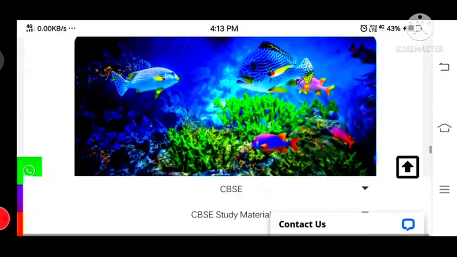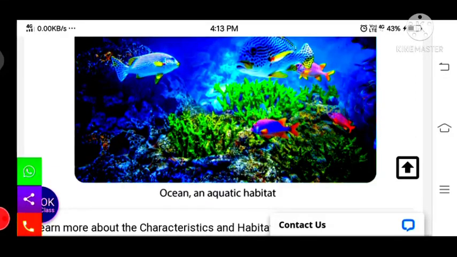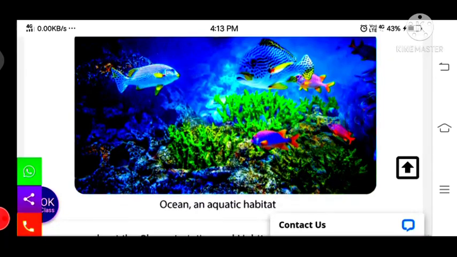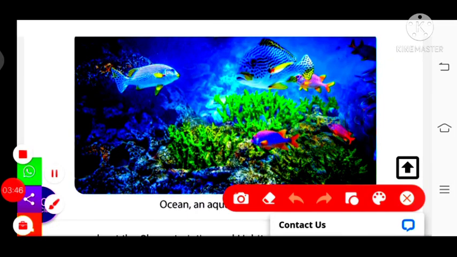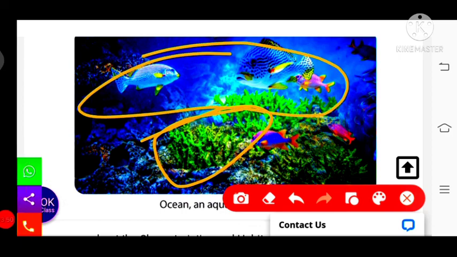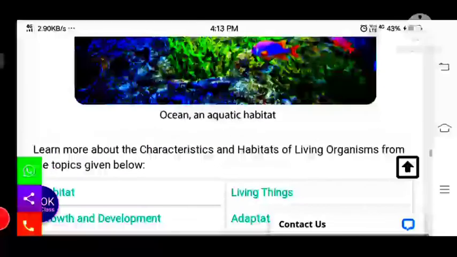This is the picture of an ocean. This is also an example of an aquatic habitat. Here are the plants and the fishes. These are the plants of the aquatic habitat. These are the animals of the aquatic habitat.